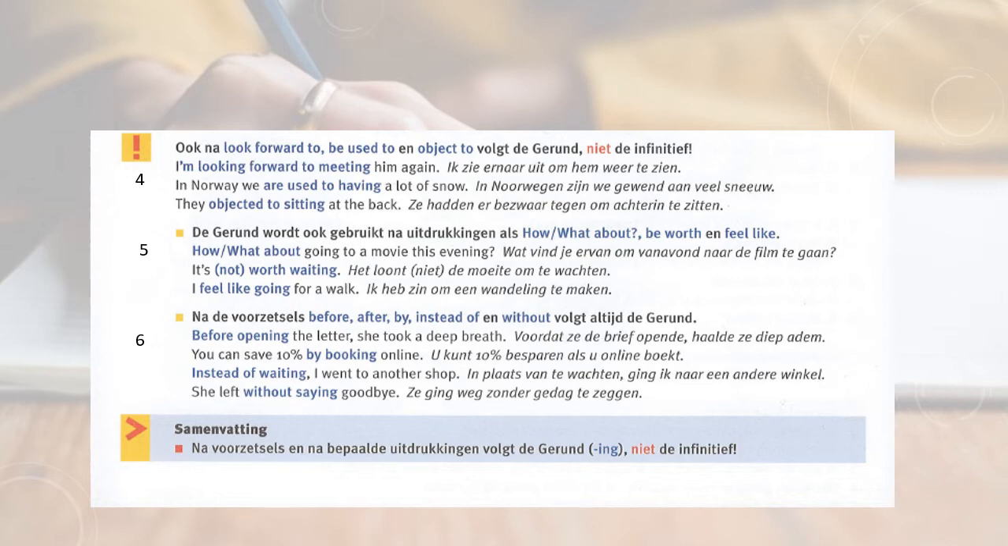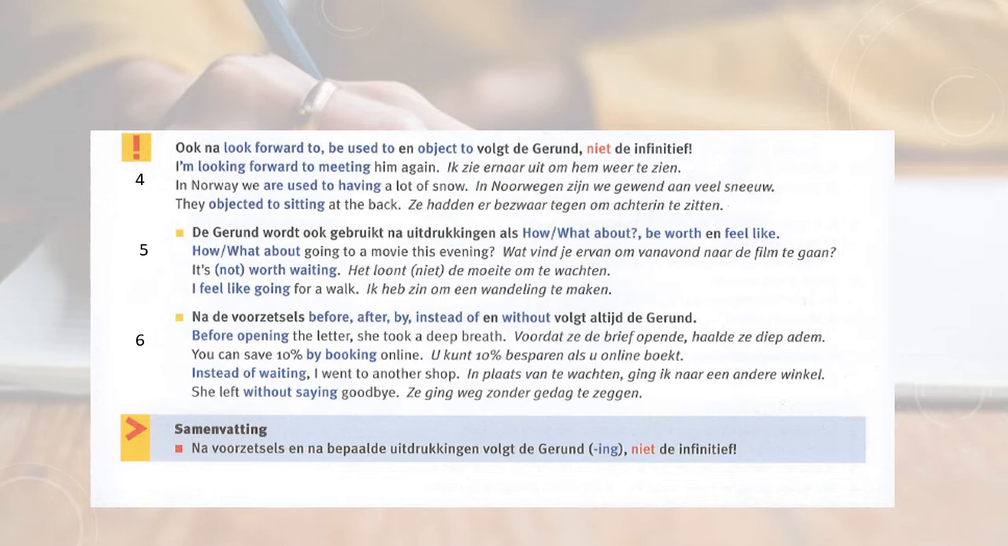If you look at number 5, the gerund is also placed with certain expressions. For example, the expressions how or what about, or be worth or feel like. So also highlight these and study them by heart in order to remember that these are also placed with a gerund. So for example, what about going? It's not worth waiting. I feel like going for a walk. So yeah, these expressions also need a gerund.